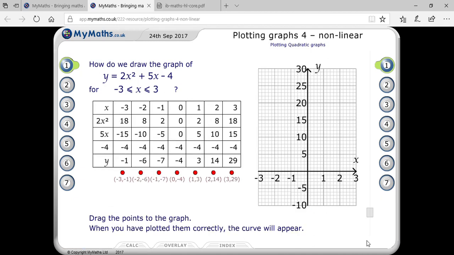Okay. Yes, you can see that. Are you able to see clearly? Yes, sir. Yes, it is the best way to understand quadratic graph, beta.